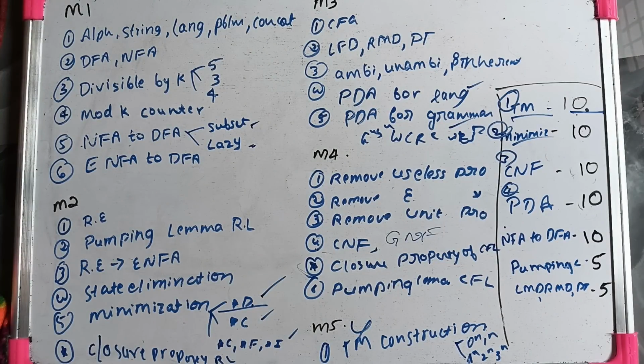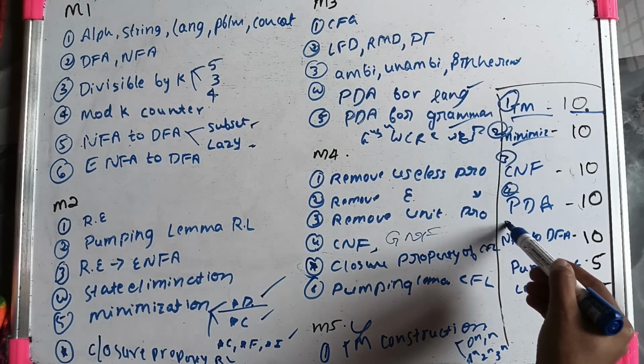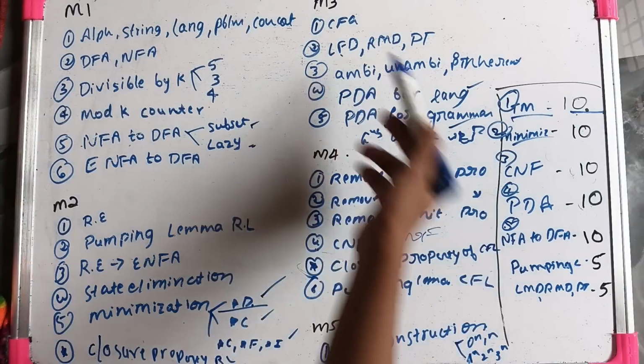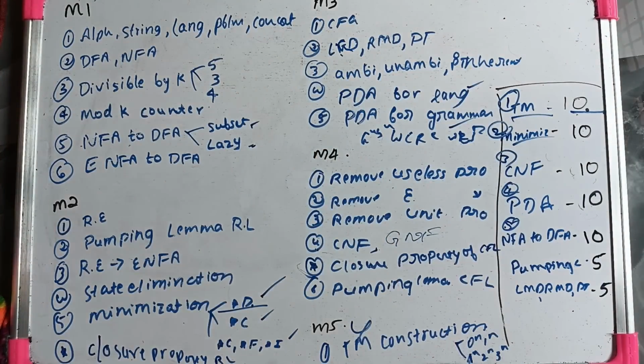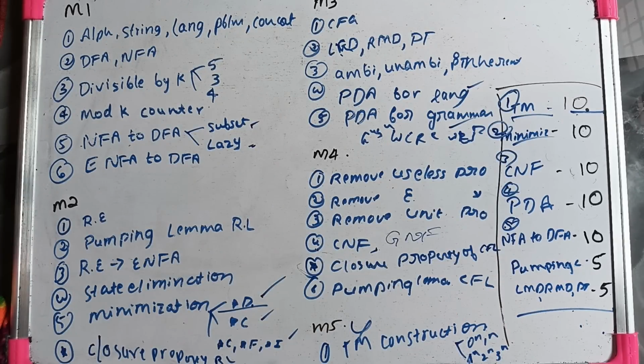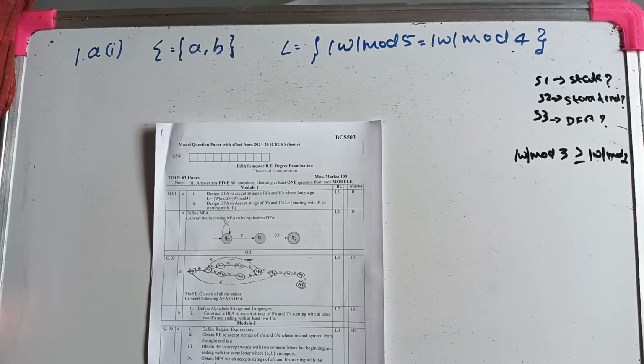Okay, and this one is pretty important. And the pumping lemma theorem, that is also an easy one, you can study it easily, and write LMD, RMD and parse tree. So here you can easily pass. Okay, so first study these topics. Next, solve the model paper.